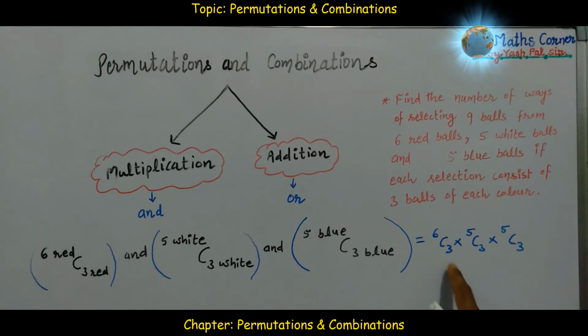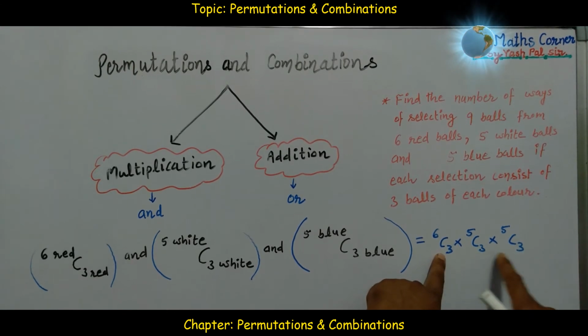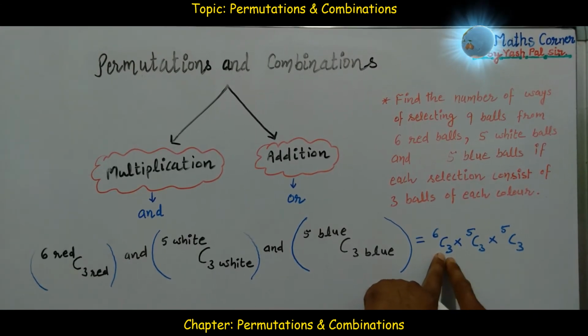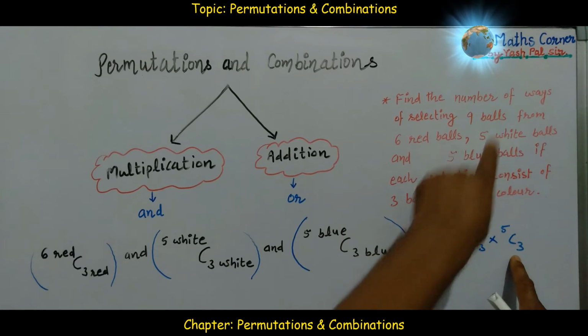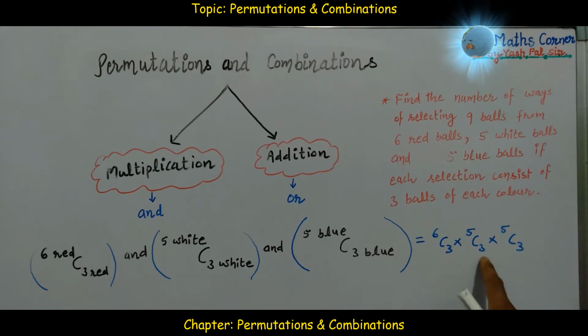So we can also see here, adding these 3 plus 3 plus 3, 9. Total 9 balls are selected. Out of 6 plus 5 plus 5, 16 balls. Out of 16 balls we have selected 9 balls.